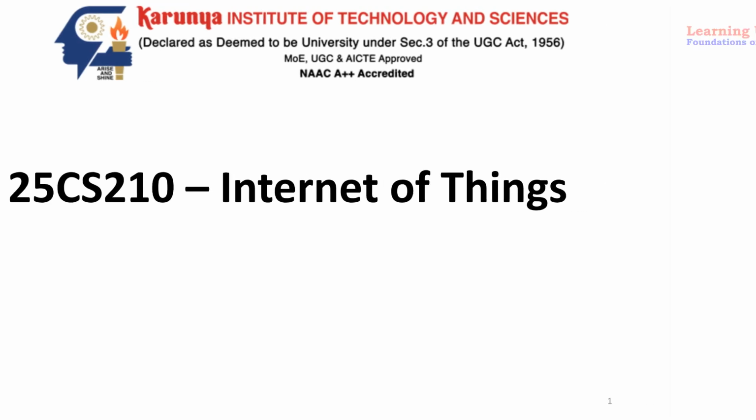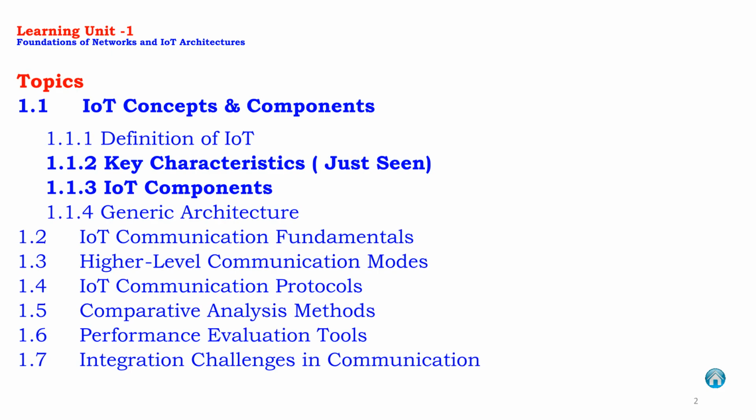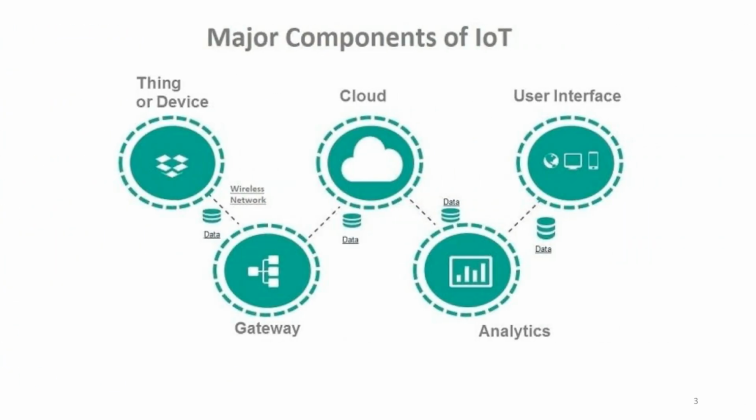25CS210, Internet of Things. We are starting with Learning Unit 1, which focuses on the foundations of networks and IoT architectures. Key topics include IoT concepts, components, communication fundamentals, and protocols. The major components of IoT include the thing or device, gateway, cloud, analytics, and the user interface. These components interact via a wireless network and data exchange.